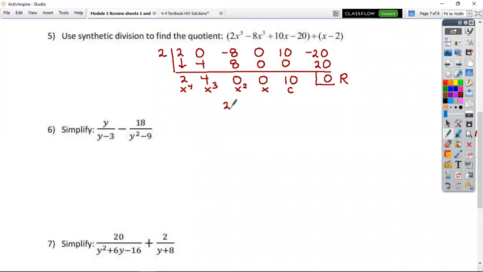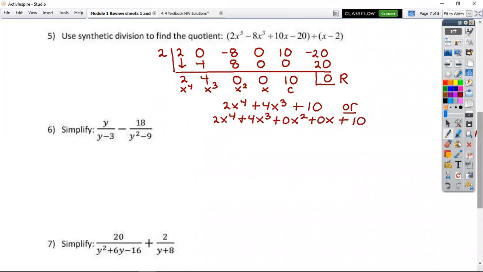You could go 2x to the 4th plus 4x cubed, skip, plus 10. Or if you'd really like to, you can put those in. And you could go 2x to the 4th plus 4x cubed plus 0x squared plus 0x plus 10. Makes no difference to me, whatever you're comfortable with.